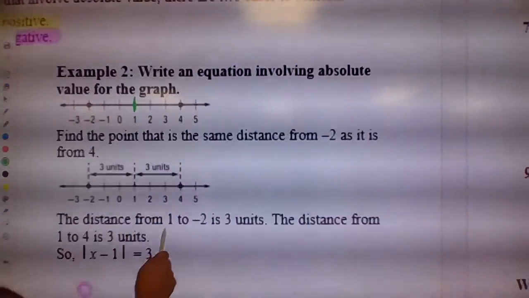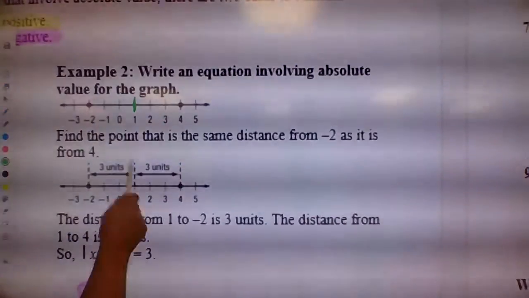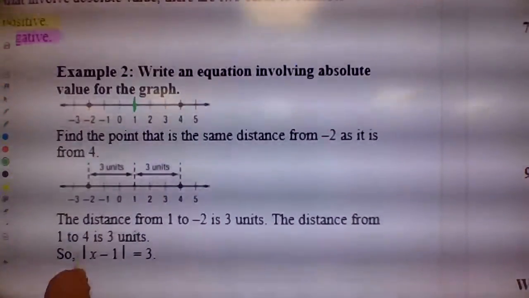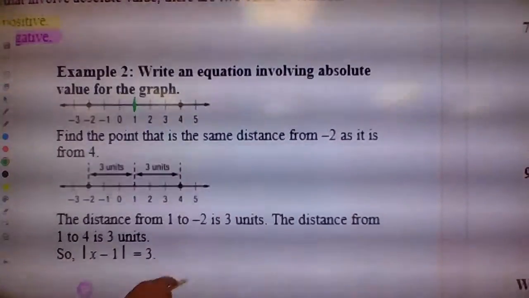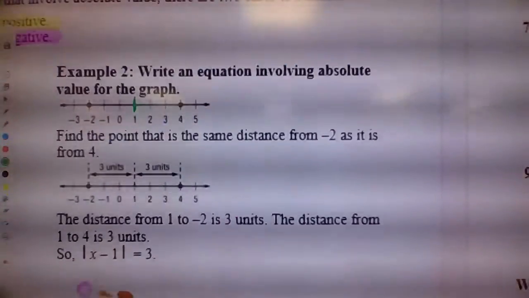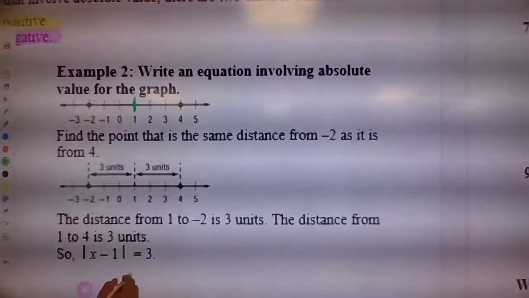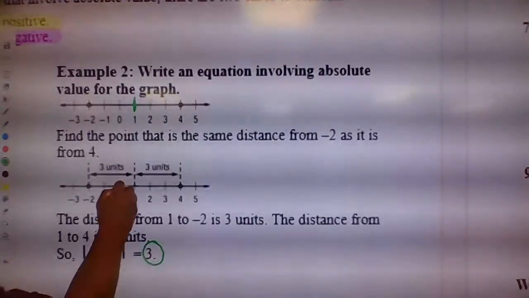The distance from 1 to negative 2 is 3 units. The distance from 1 to 4 is 3 units. So therefore, the absolute value of x minus 1 equals 3. Do you see why they're doing that? Okay, so in this case, because it's 3 units, that's why they put it here. And it's x minus 1 because this is the middle point.